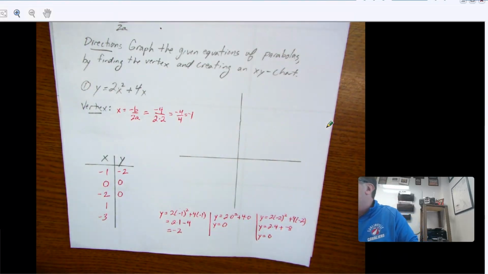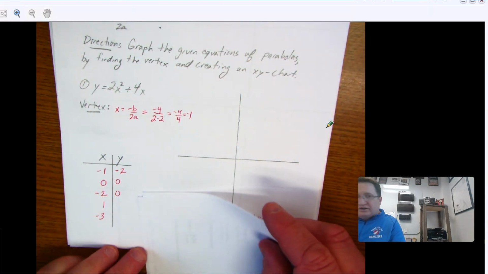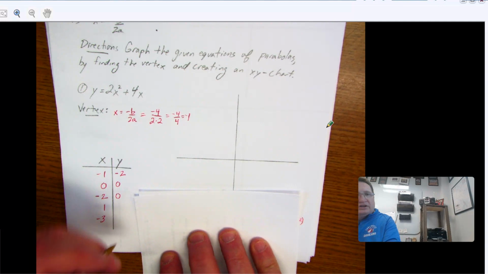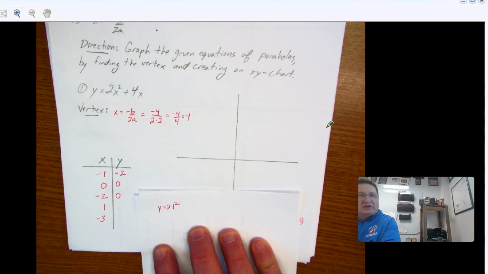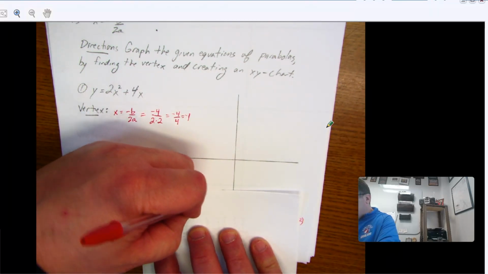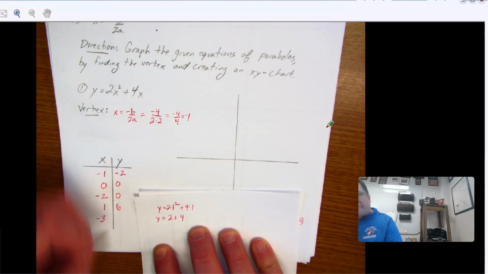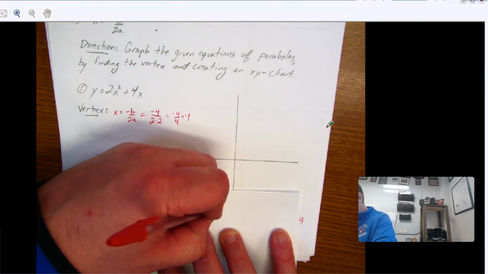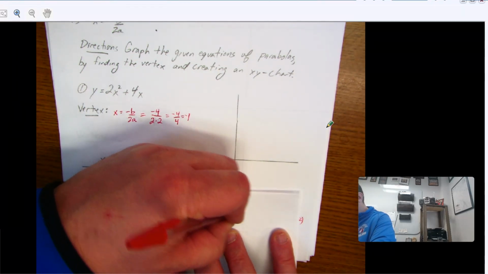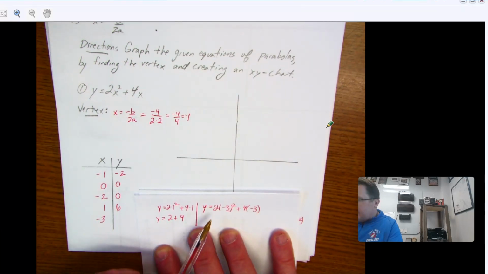Okay, I'm going to get a piece of paper here to show my work on the others. So when we plug a 1 in, we would have 2 times 1 squared plus 4 times 1. So that is 2 plus 4, which is 6. If we were going to plug in this negative 3, we would have 2 times negative 3 squared plus 4 times negative 3. I'm using this equation, right?